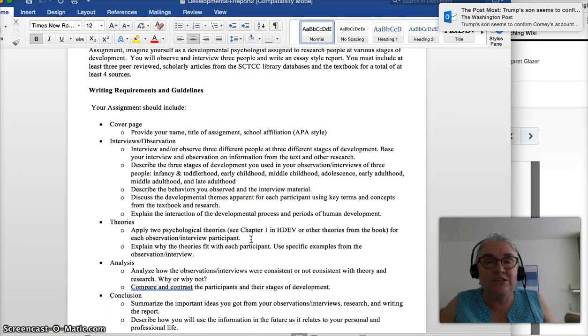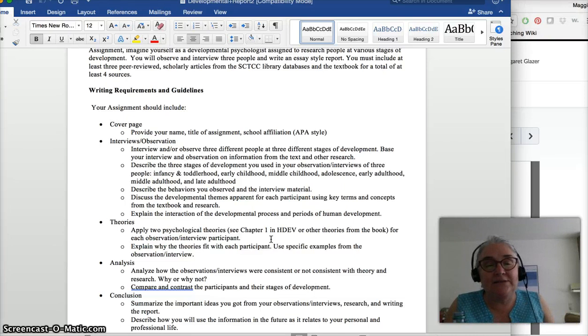So you can see chapter 1 in HDEV, lots of theories are posted there. And or you can use the other theories too, the other theories that are within the books. For instance, in adolescence, you might use Erikson's. And in fact, Erikson can fit in all the stages. So you can use one of them as Erikson's stages of development. The other one you might talk about Marcia's identity development. So those are some choices.